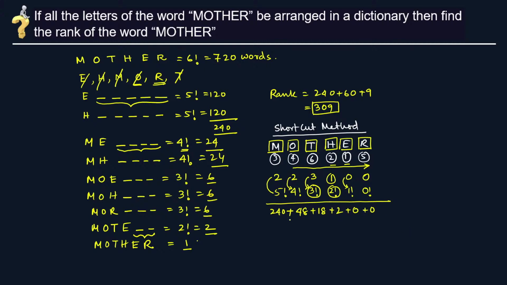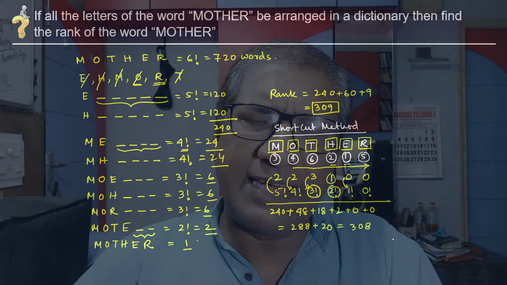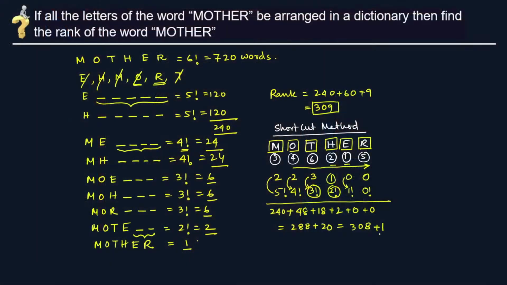So now look at it carefully. If I add those, what are you getting? 240 plus 48, that is 288, plus 20. So that gives us 308. Am I correct? So now, whatever answer you got, be very careful. You simply add 1 to that answer to get the final rank of the word mother in this case.